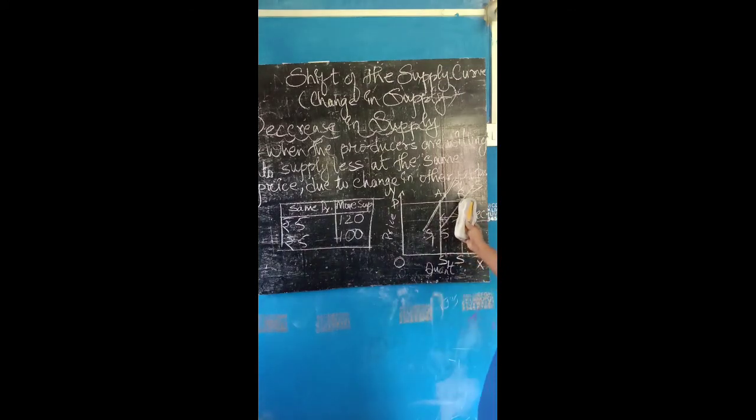It is also called the leftward shift of the supply curve, and the earlier one, increase in supply, is also called the rightward shift of the supply curve.